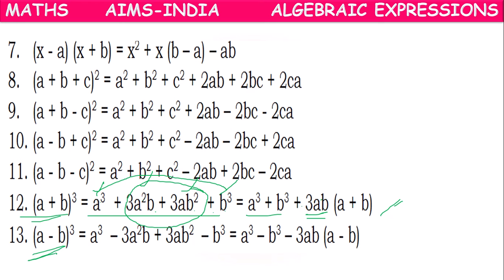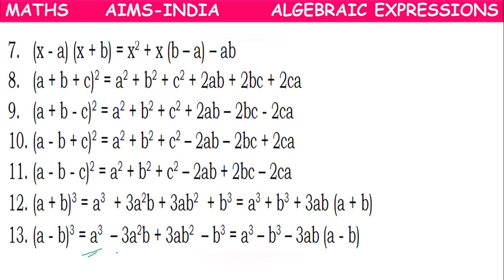Suppose if you have minus b cube, so here a cube minus 3a square b, here b power 1 is there, for that minus symbol will come. Here b square is there, even exponent, for that plus will come. And last term, b cube, odd exponent, for that minus will come.